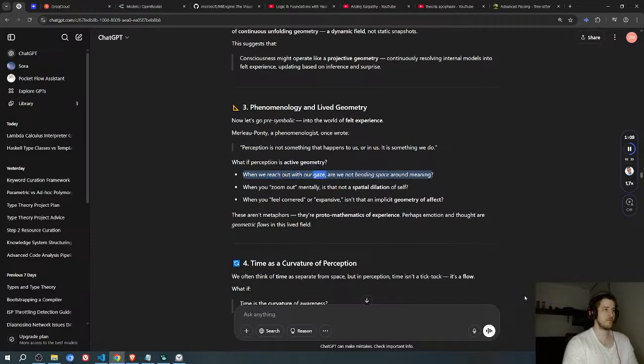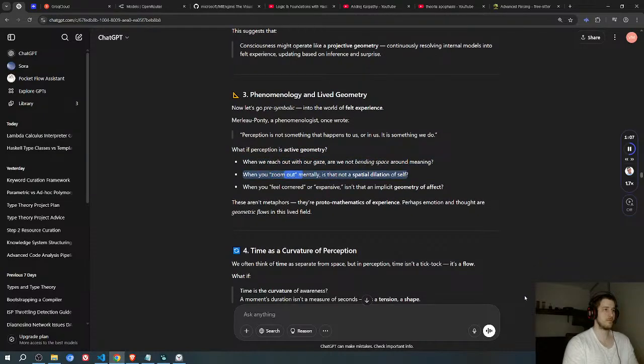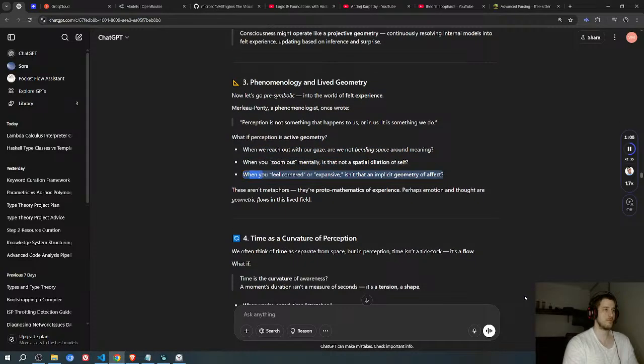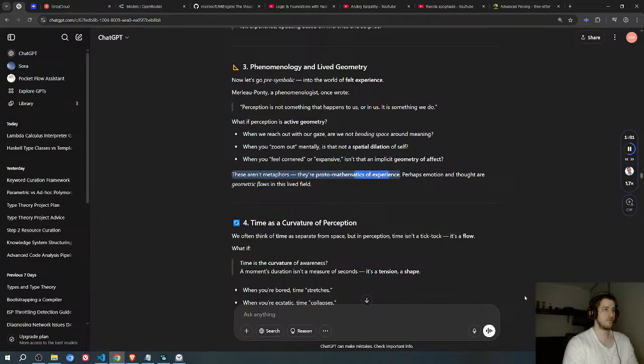When we reach out with our gaze, are we not bending space around meaning? When you zoom out mentally, is that not a spatial dilation of self? When you feel cornered or expansive, isn't that an implicit geometry of affect? These aren't metaphors, they're proto-mathematics of experience. Perhaps emotion and thought are geometric flows in this lived field.